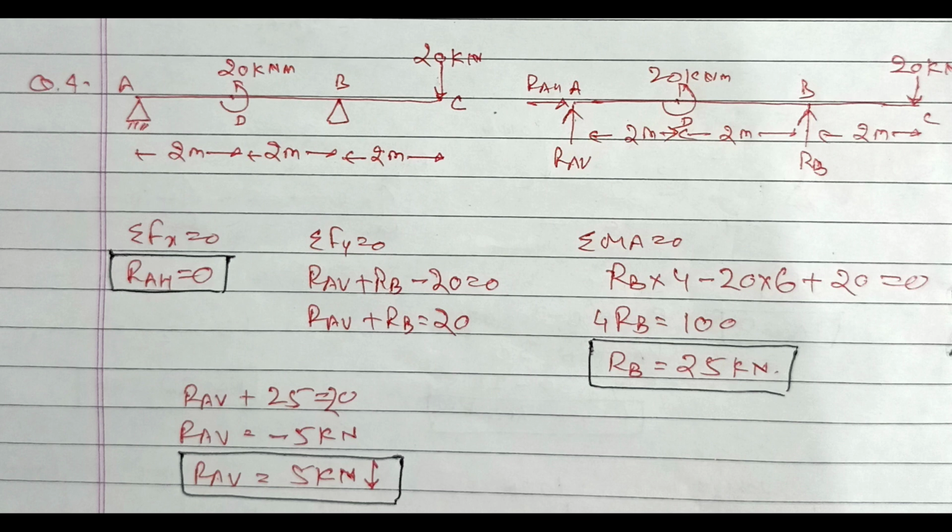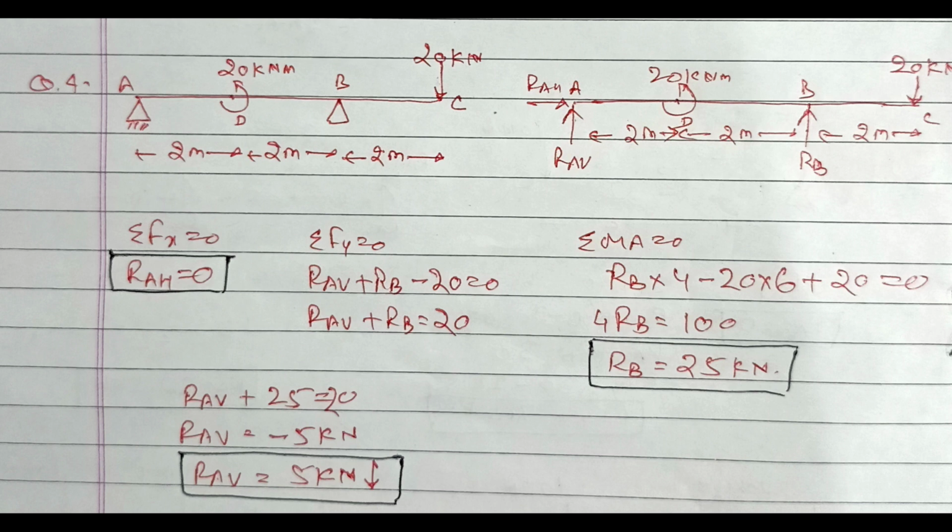Then third equation, sum of all moments equal to 0. So we will take the equation of moment about point A. So RAH and RAV's moment will be 0. RB will try to rotate the body in anti-clockwise direction, so moment will be positive. 20 kilonewton will try to rotate the body in clockwise direction, so its moment will be negative. And 20 kilonewton meter is already acting at point D, which is in anti-clockwise direction. So moments will be RB into 4 minus 20 into 6 plus 20 equal to 0. It will give you RB equal to 100 by 4, or RB equal to 25 kilonewton.